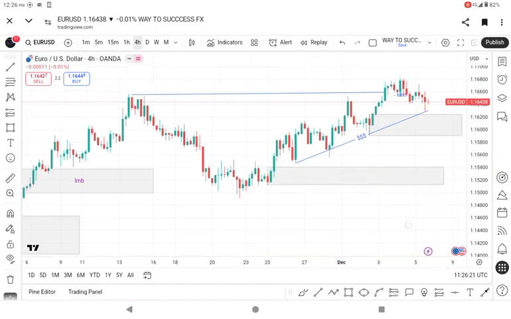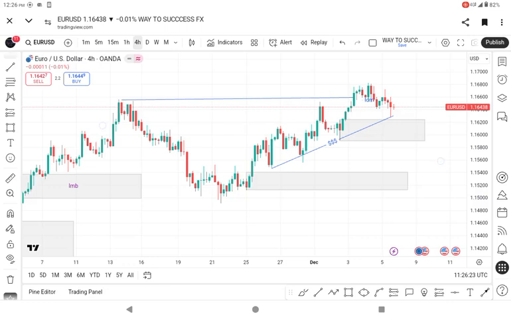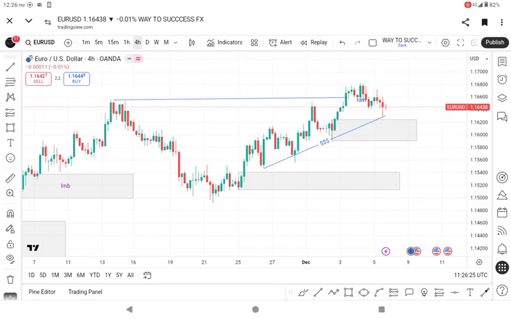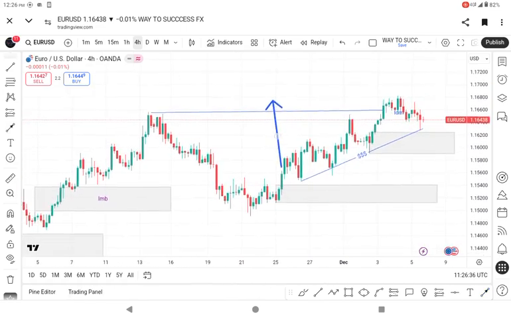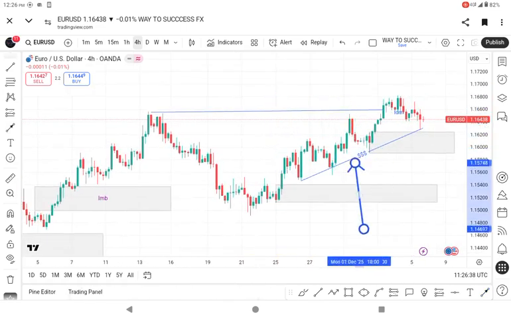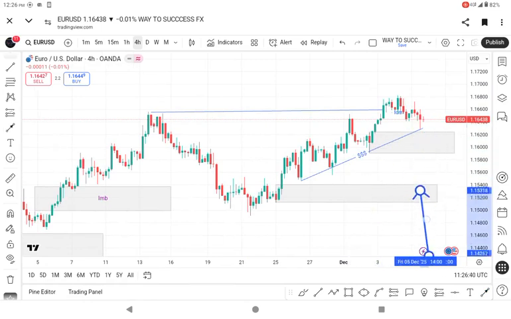I have another block with proper imbalance. So right now I'm waiting for price to come back to the downside, take out this trend line here, take out this trend line and mitigate this level here, continue to the upside.